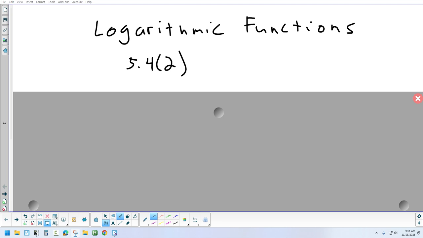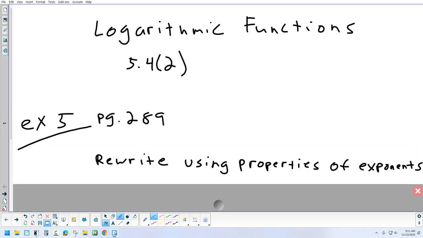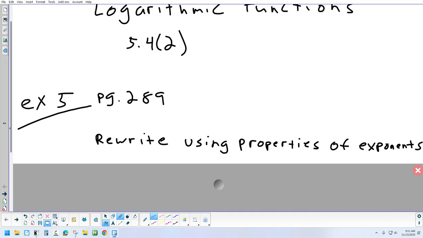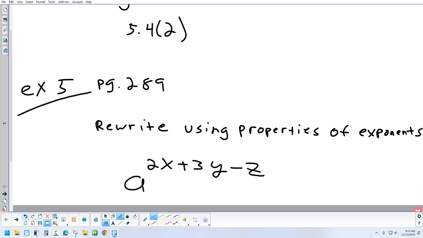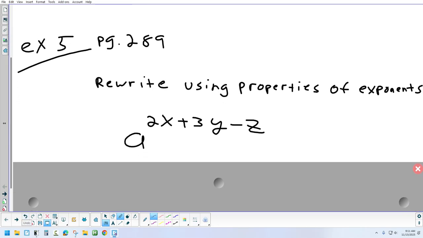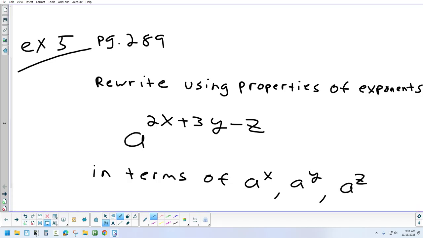All right, so we're going to finish up 5.4. Again, still looking at logs. And we're going to start by just looking at a problem and see if we remember properties of exponents and how we can use them to rewrite it. Okay, so I want to rewrite that. And when I'm done, I only want to have a to the x, a to the y, and a to the z. I don't want the exponent to have a 2 next to the x or a 3 or a negative. I just want to have what you see right there.